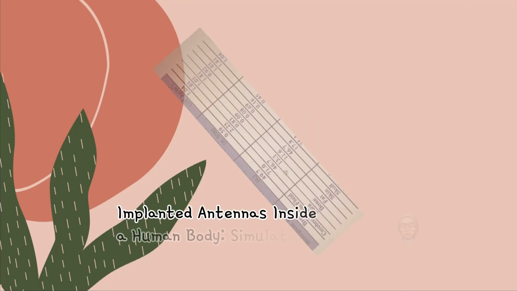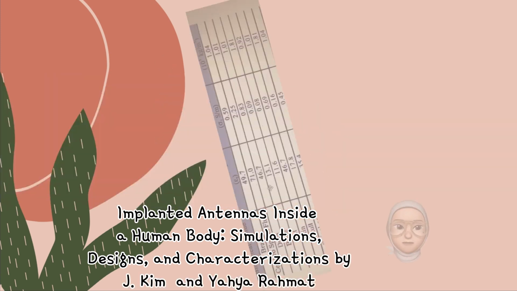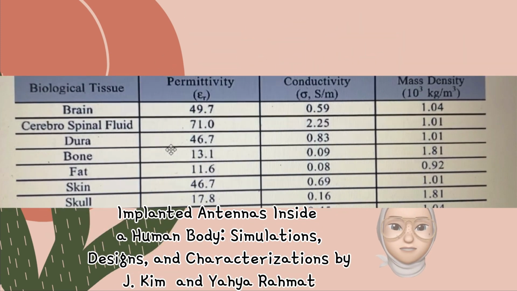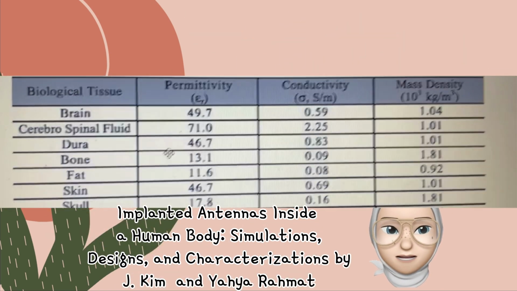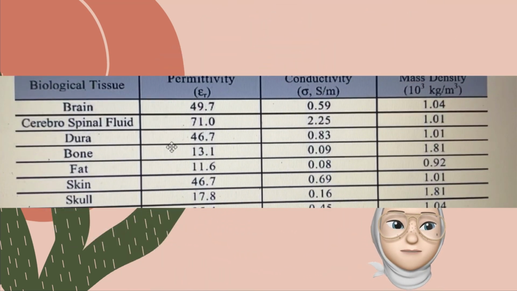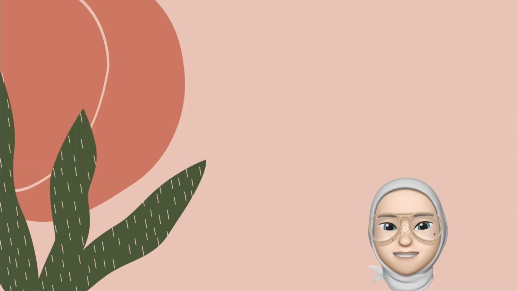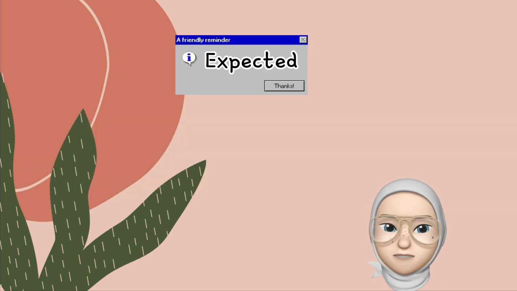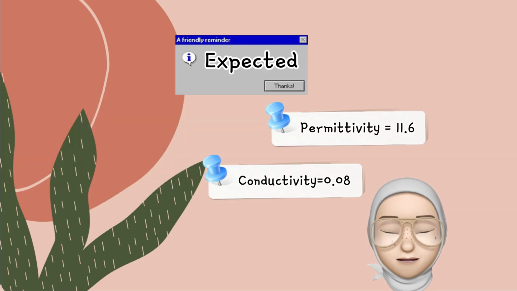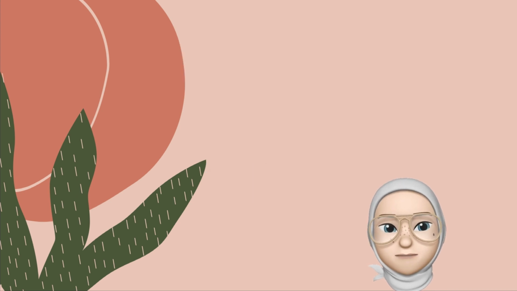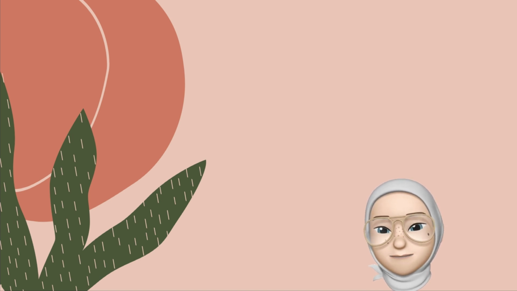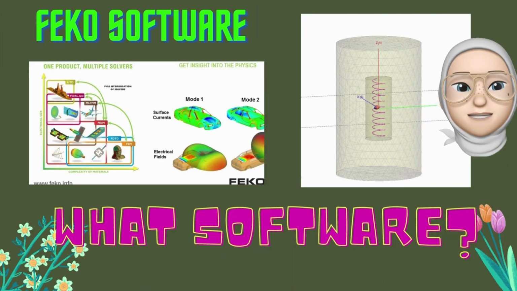According to the research paper titled Implanted Antenna Inside a Human Body: Simulation, Design and Characterization by J. Kim and Yahya Rahmat, the permittivity and conductivity for the human fat phantom should be 11.06 and 0.08. So based on the table, it can be summarized that a human body phantom can be fabricated for the commonly used critical parts such as stomach, liver, and fat. Next, what software is going to be used and what is its function.